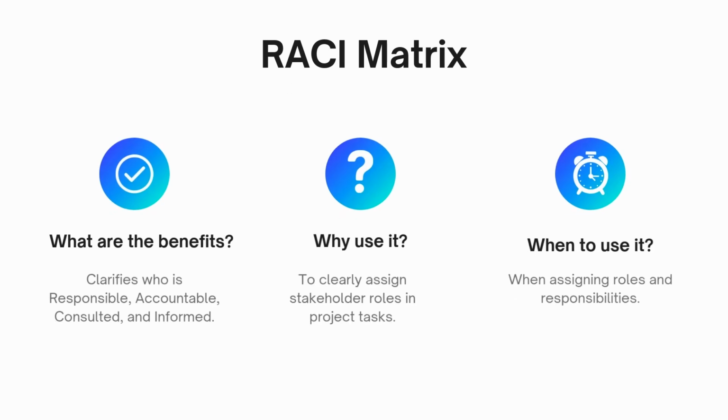The benefits of a RACI Matrix is that it clearly clarifies who is responsible, accountable, who needs to be consulted, and who needs to be informed during different tasks of the project. And why we use it is we do this so that we can clearly assign our stakeholders different roles and responsibilities among the different tasks in the project. And when to use it, you use this RACI Matrix when you're getting to a point of action in your project and when you need to assign roles and responsibilities of the project.